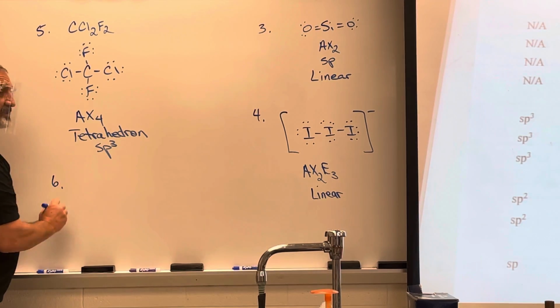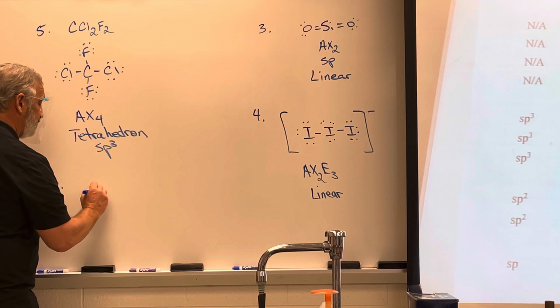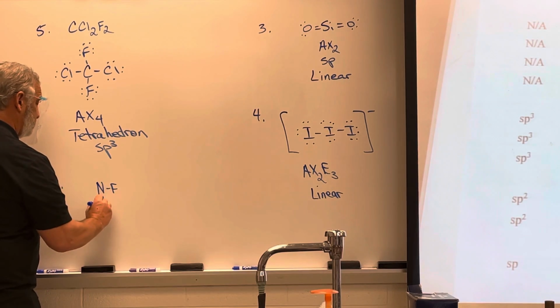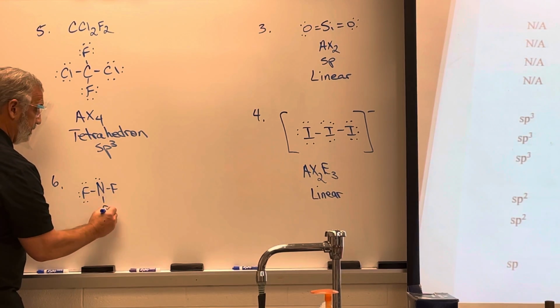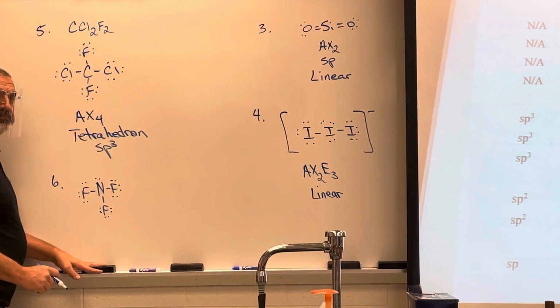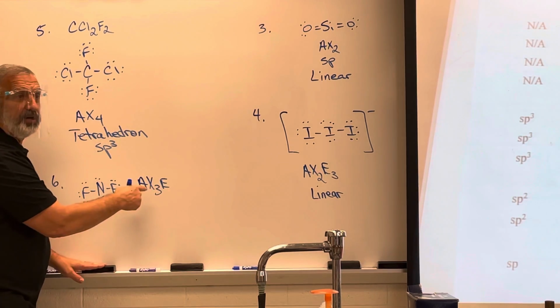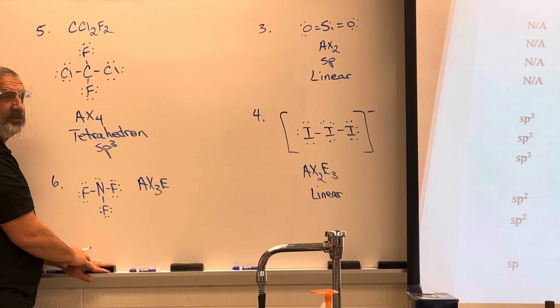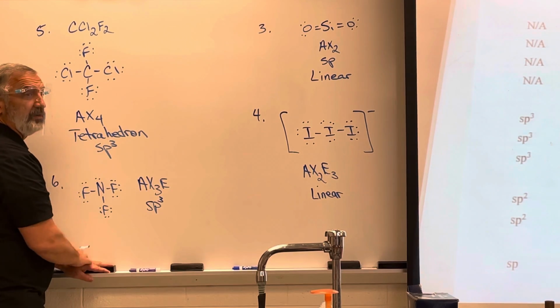And the last one, number 6, is NF3, not NO3 and not F3. Big difference. So what's my AX formula here? Go ahead, Caroline. AX3E. Okay, because we've got the lone pair, but 3 plus 1 adds up to 4. So Clay, what's the hybridization going to be? sp3. 3 plus 1 equals 4.